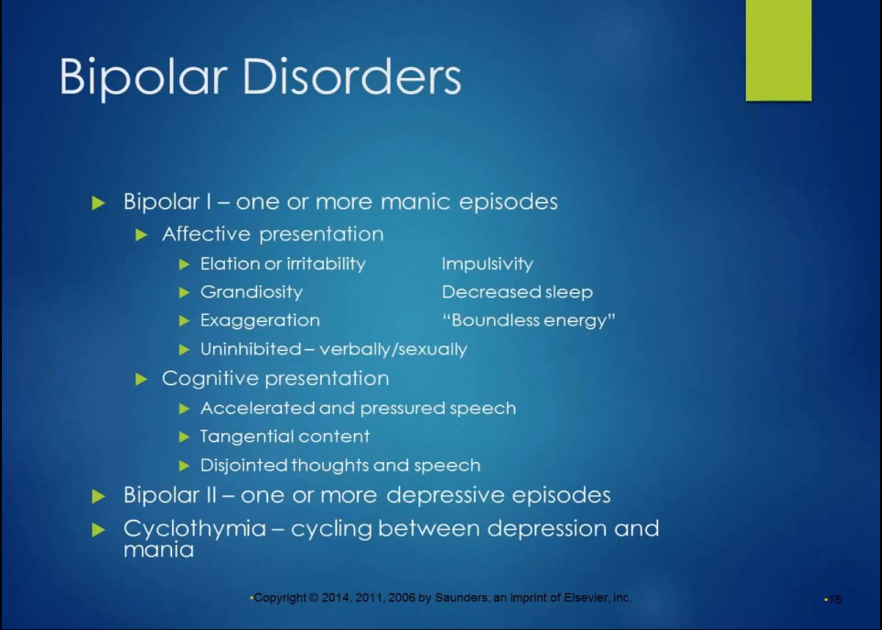Bipolar disorders used to be called manic depressive disorders because people would cycle between mania and depression. They've now split it into 3 different types of bipolar disorders. The first one is bipolar 1, and it's classified by 1 or more manic episodes. So with bipolar 1, people cycle between sort of a normal affect and a manic. So they cycle between normal and manic.